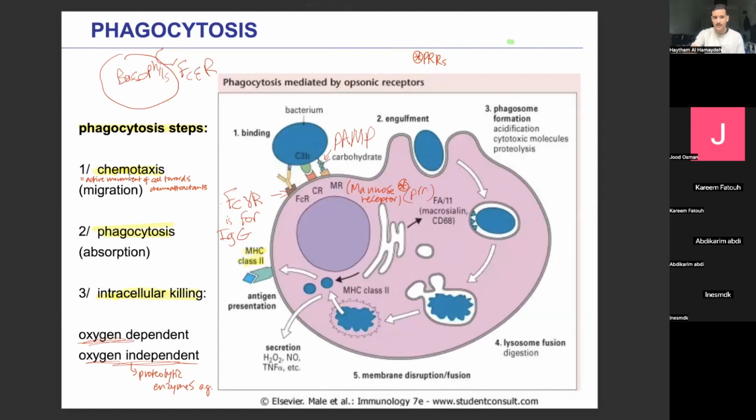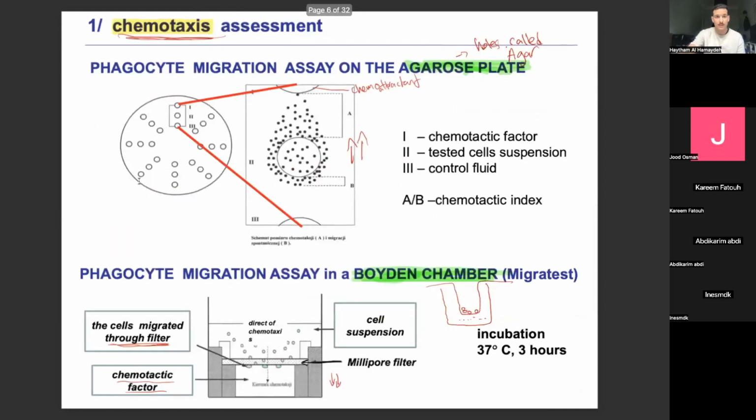We have tests to help tell us if cells are healthy and able to move. So, two tests. Using an agarose plate, there are three regions: 1, 2, and 3. Number 2 is where we place our white blood cells. Number 1 is where we keep our chemotactic factor.